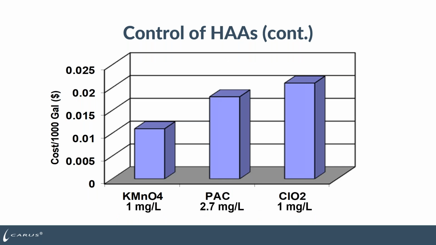What they found was all the products would work. So they could use potassium permanganate as the preoxidant. They could use chlorine dioxide as the preoxidant. They could use carbon as a way to absorb the HAAs after they formed.